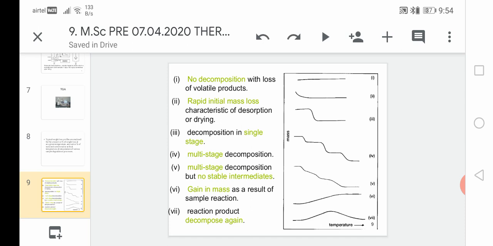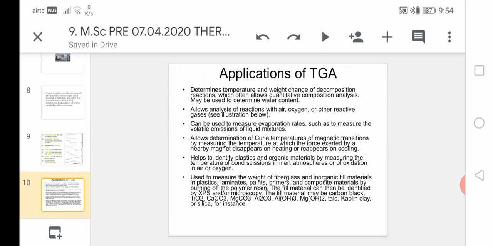The first one is no decomposition with loss of volatile products. The second one is rapid initial mass loss, characteristic of desorption or drying. The third one is decomposition in a single stage, then multi-stage decomposition, and then multi-stage decomposition but with no stable intermediates. After it, gain in mass as a result of sample reaction, and at last the reaction product decomposes again. So these are the various graphs which we observe during our analysis.